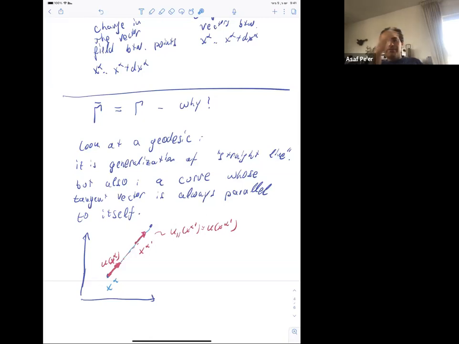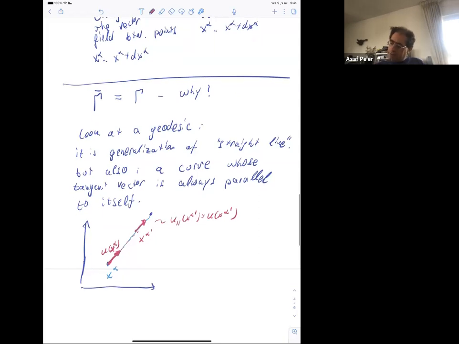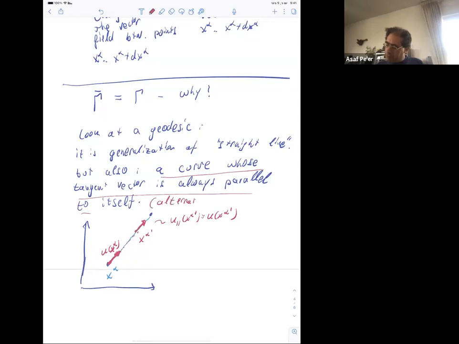Right? So in fact, I can use this as an alternative definition of the geodesic. I can alternatively define a geodesic as a curve whose unit tangent vector is parallel to itself. Now you notice that this, a curve whose tangent vector is always parallel to itself, is an alternative definition of a geodesic. It's a pretty nice geometric definition.